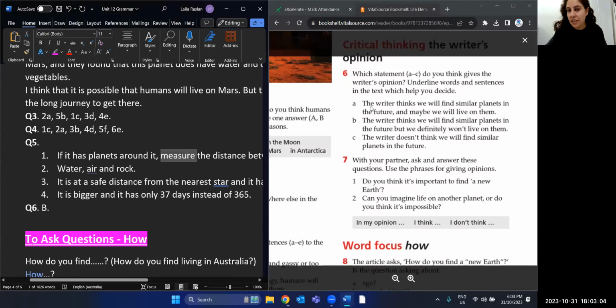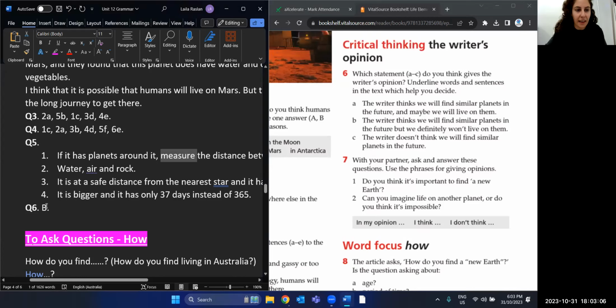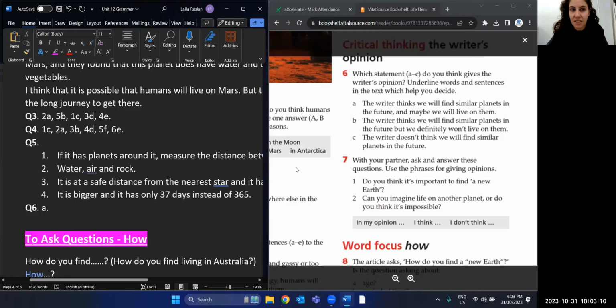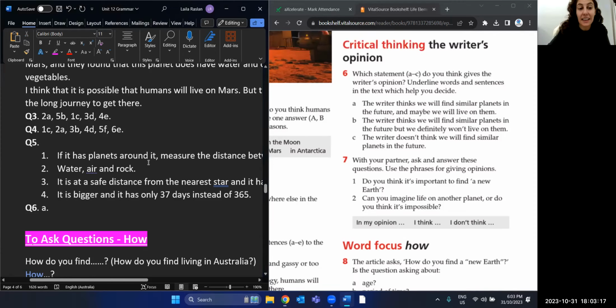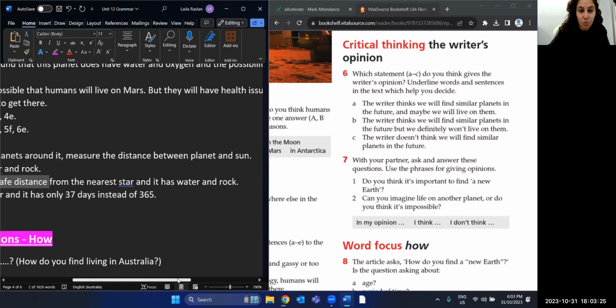Or maybe A. I might change that to A. Because he did talk about Gliese 581. He did say it has water, air, it is bigger. It is at a safe distance. It has water and rock.